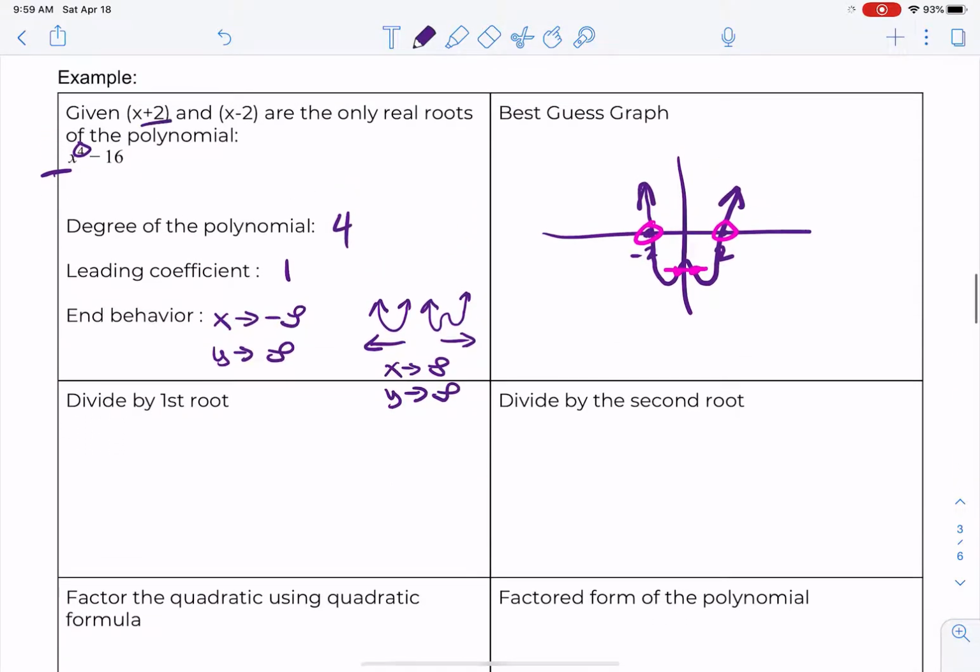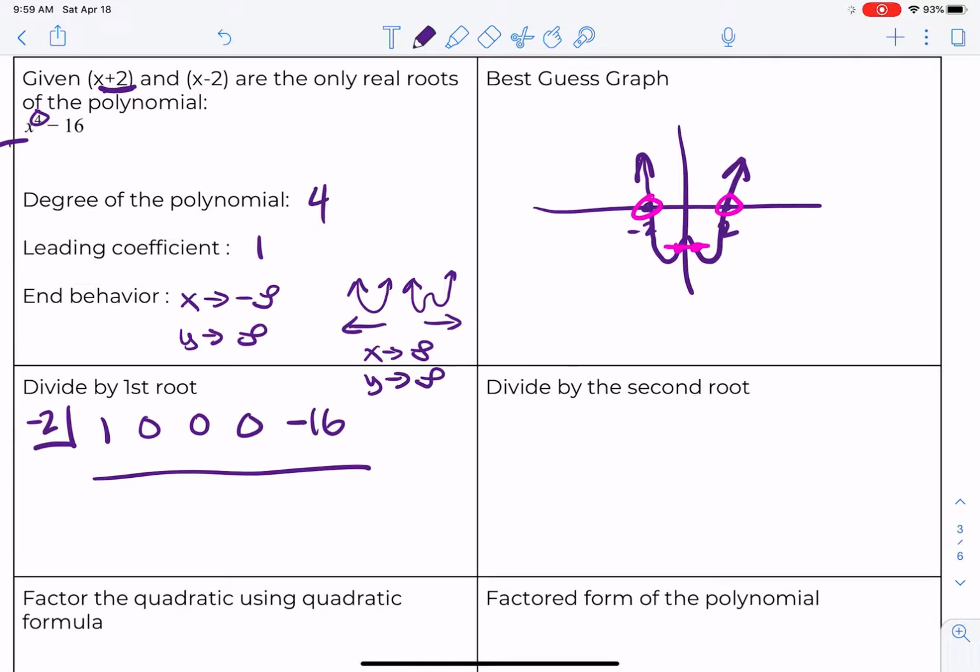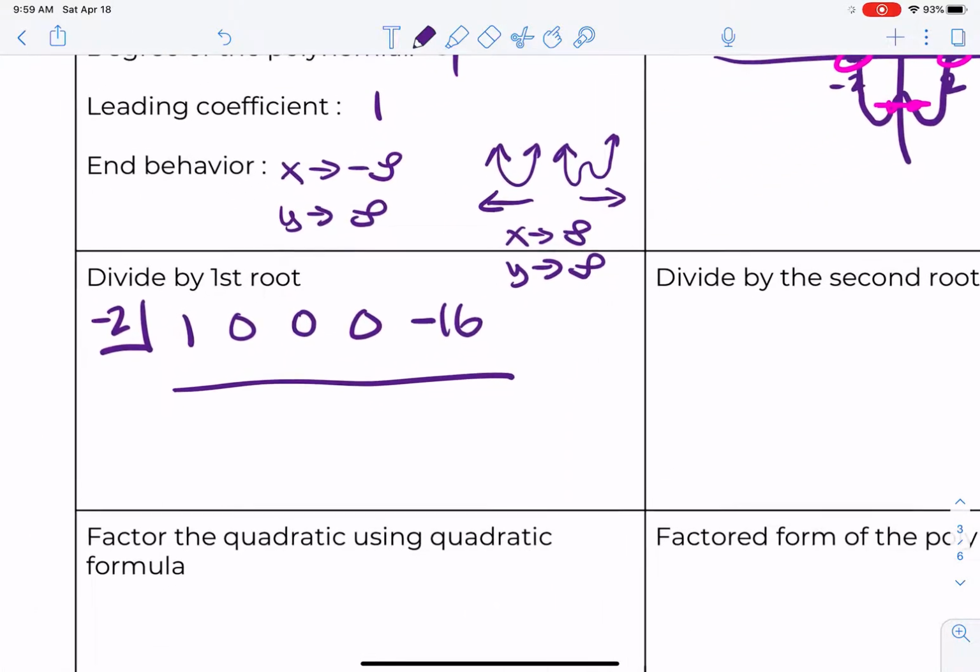Okay, so now we're going to divide just like we did last week. First, we're going to divide by x equals negative 2. Okay, and then we're going to use synthetic division here. We're going to take our 1 from in front of x to the 4th. Then I need a 0 for x to the 3rd, a 0 for x squared, a 0 for x, and then I finally get to my negative 16. Again, we should get 0 as a remainder here because I know this is an actual root. So if you don't get a 0, something went wrong.